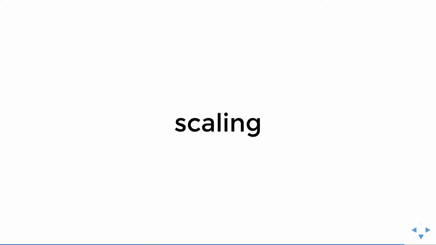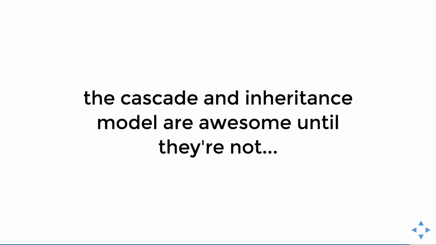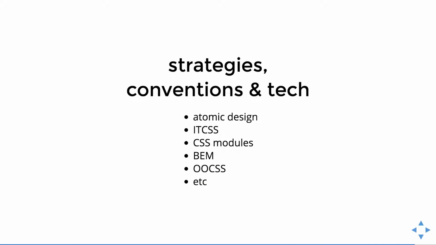Now the scaling aspect is a little bit different. There are some strategies you can take. The cascade and the inheritance model are awesome until they're not. We want to selectively take advantage of the cascade model, but there are times we want to limit it. There are a number of strategies. We had a talk at Donuts before about atomic design that touched on some strategy. There's something out there called ITCSS, the inverted triangle. All these are strategies for dealing with scaling. CSS modules let you scope things more. Same with BEM. Those two are similar: one's conventional, one's technology.